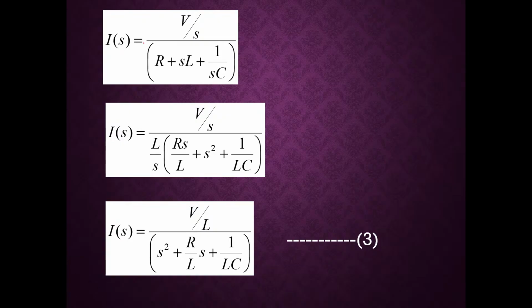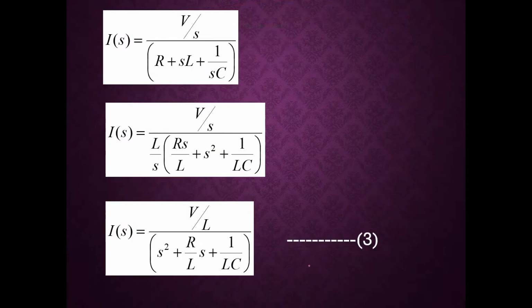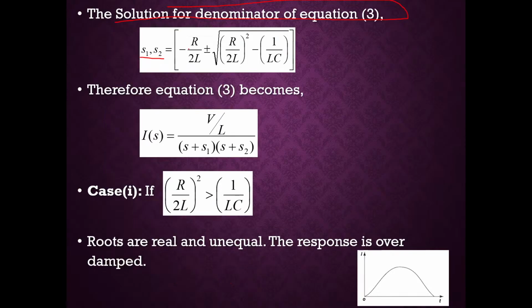Now we have got an expression for I of S that's equal to V by L whole divided by S square plus R by L S plus 1 by LC. Now let us determine the solution for the denominator of this equation 3. It's a quadratic equation, isn't it? You can write down the roots for that quadratic equation in the denominator. So the roots are S1 and S2.